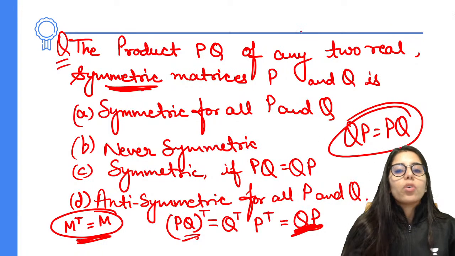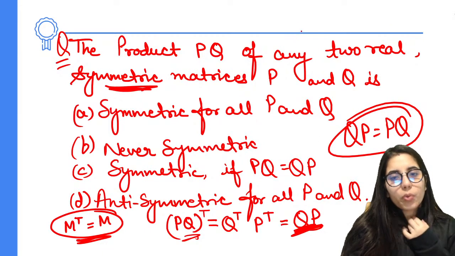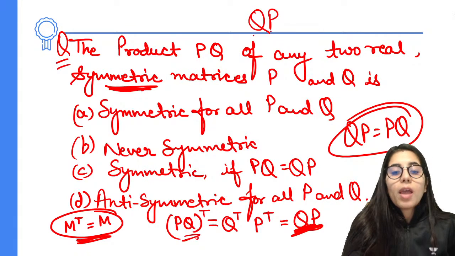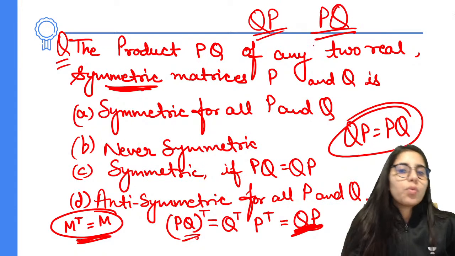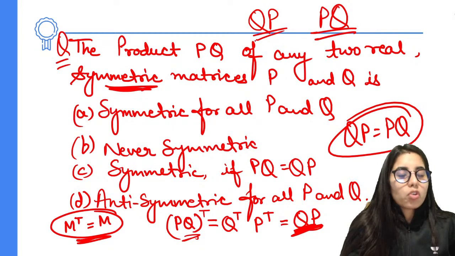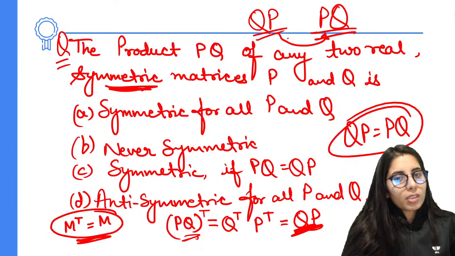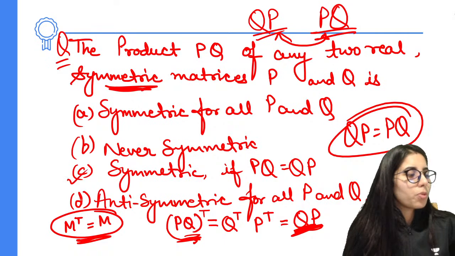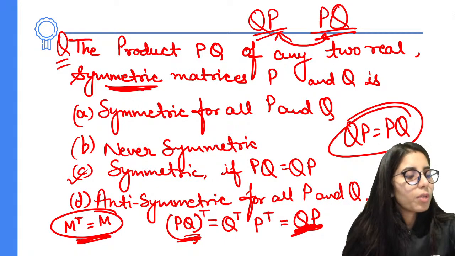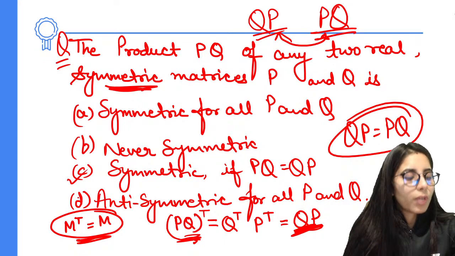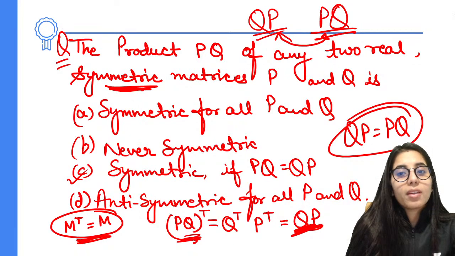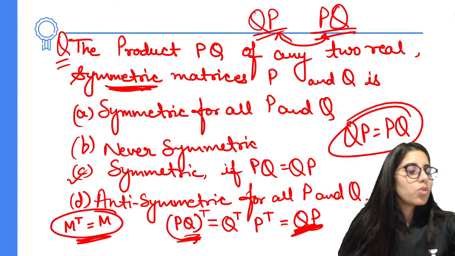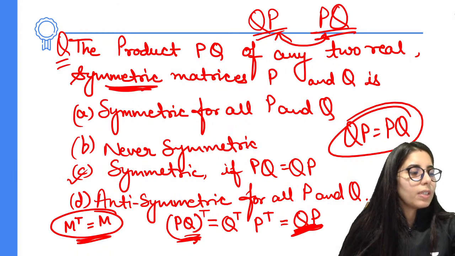And we know that QP and PQ, the product of Q with P and P with Q, are not always equal. So if the product is equal for these matrices, then it will be a symmetric matrix. The condition will be option C, and that is the right answer here. This is how you can easily check it. If anybody has any doubt, just mention it. This was the process to solve it.